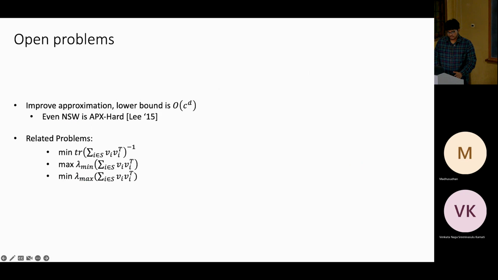Yeah, open problems. Right now it's order d to the d. Can you put constant to the d? Then we'll be kind of done because we have a c to the d hardness. And related problems are these other designs: instead of maximizing determinant, you're trying to minimize trace of the inverse. Maximize the minimum eigenvalue, minimize the maximum.